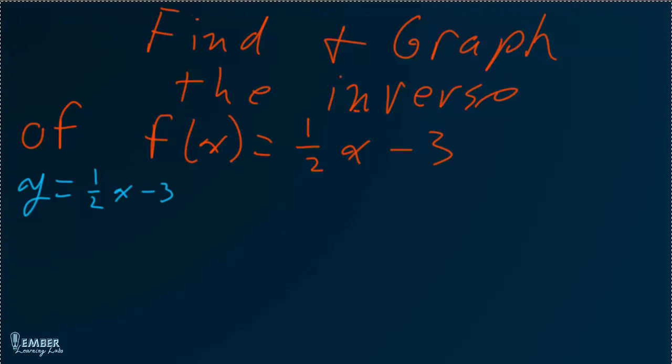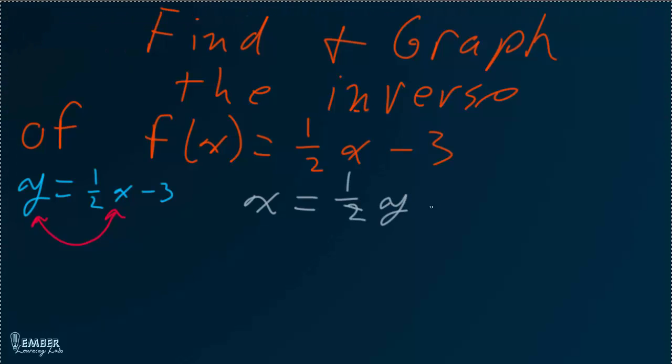Okay. So then after we do that, we're going to switch the y and the x. Okay, we're going to end up with x equals 1/2 y minus 3. Now, in order to graph this, we're going to want to put it in slope-intercept form, so we're going to solve for y. So to solve for y, the first step there is going to be to add 3 to both sides. So plus 3 over here and plus 3 over here.